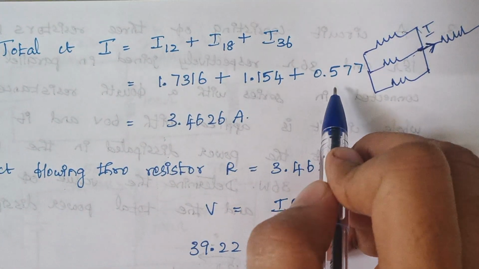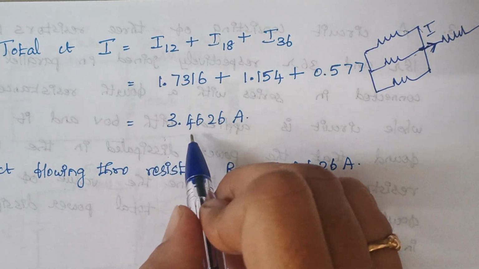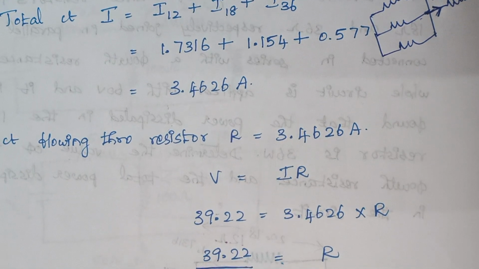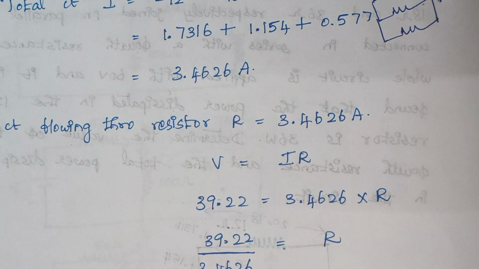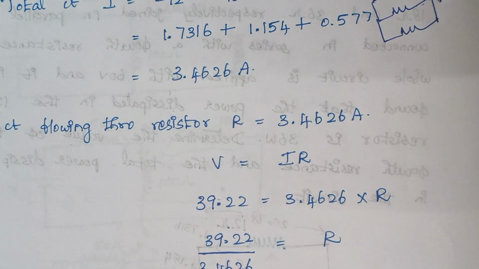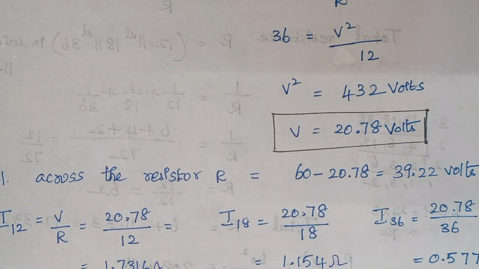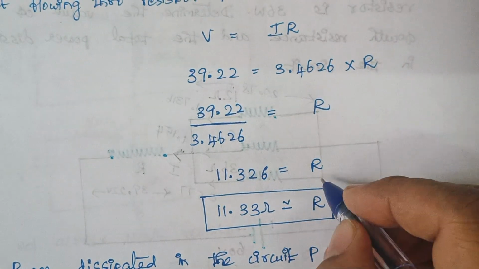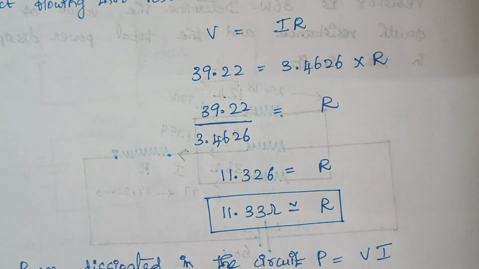So just add the currents flowing through the resistors, and finally the value of current is 3.4626 amps, right? Now the current flowing through the resistor R is this one, and the voltage across that resistor we had calculated as 39.22, right? So when you substitute the values, the value of resistance is found to be 11.33 ohms here, right?